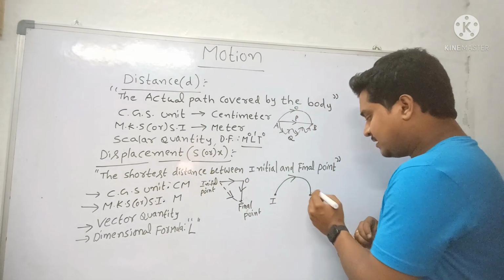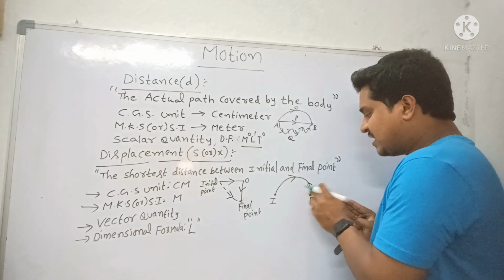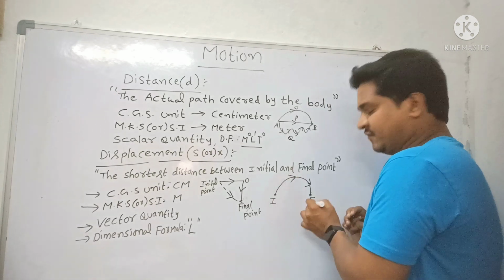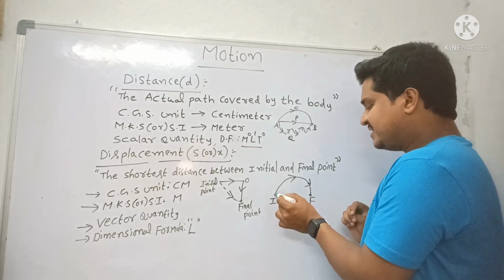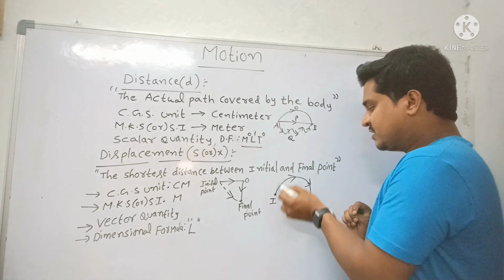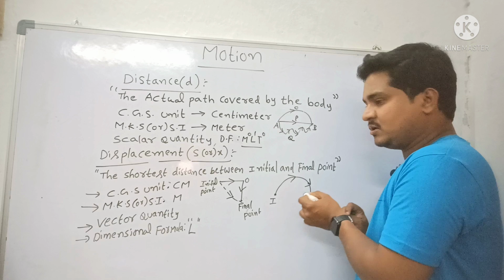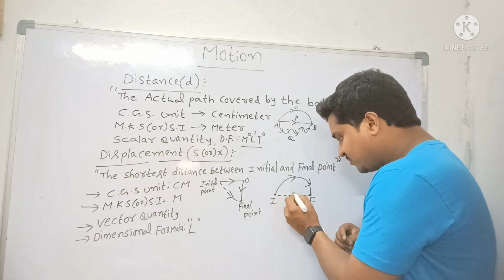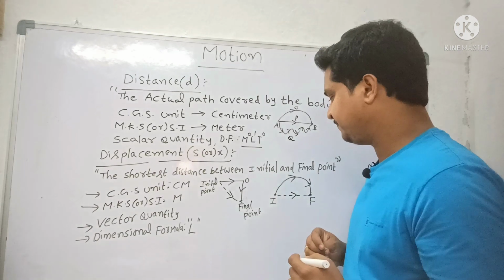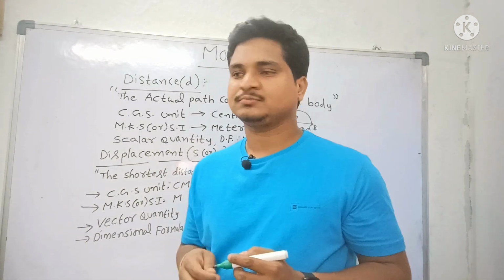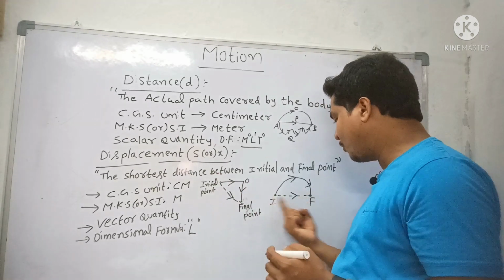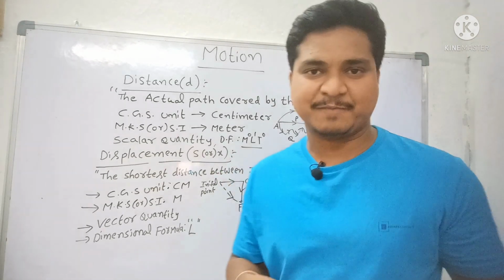Coming to this one, the person or any body is traveling from I to F. I is the initial point and F will be the final point. In the curved path he reached F. We need to find the shortest distance. The shortest path is nothing but displacement. This will be the shortest path, right? So this is the shortest distance between the initial and final point, which is nothing but displacement.